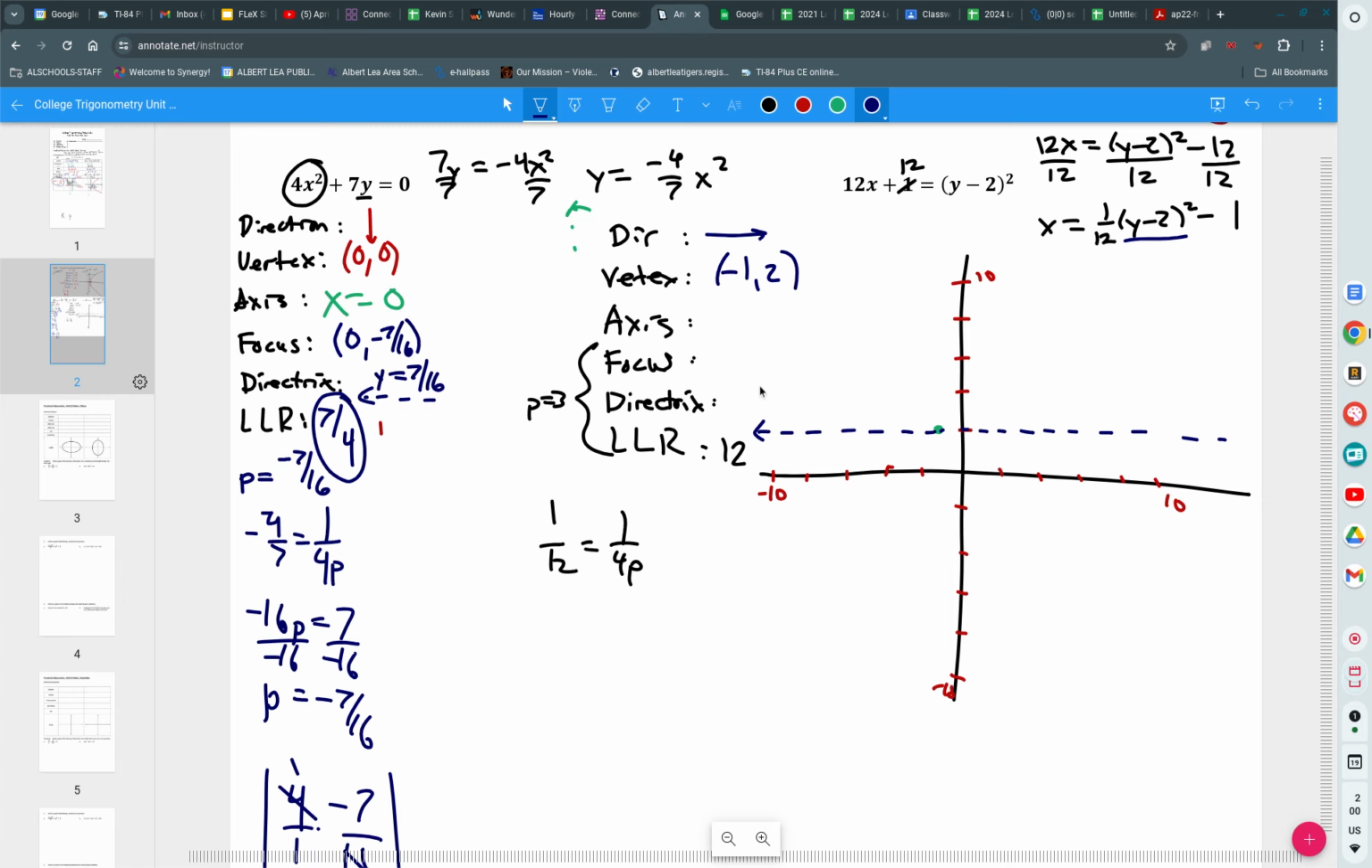What is the equation of that line? Good. y is equal to 2. I have my latus rectum. I need the focus and the directrix. We notice that the focus is located 3 units away from the vertex. So I move 3 units to the right. What's the location of my focus? 2, 2. And the directrix is 3 units in the opposite direction, and that is a vertical line.